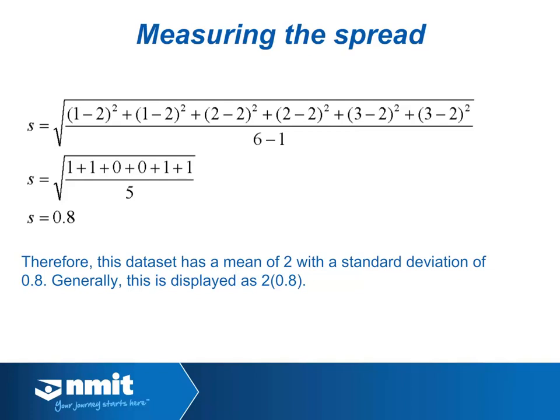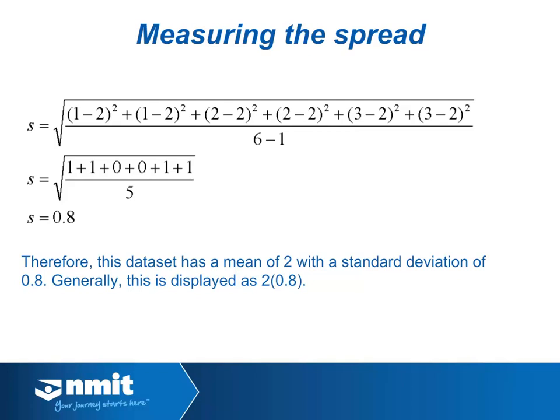See, we're all fallible when it comes to stats. So it's 1 plus 1 plus 0 plus 0 plus 1 plus 1, which is 4, so 4 divided by 5, which is 0.8, and the square root of 0.8 is the standard deviation. The variance is 0.8. The standard deviation, which is the square root of the variance, is the square root of 0.8.